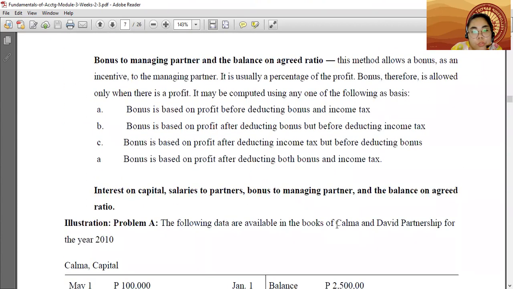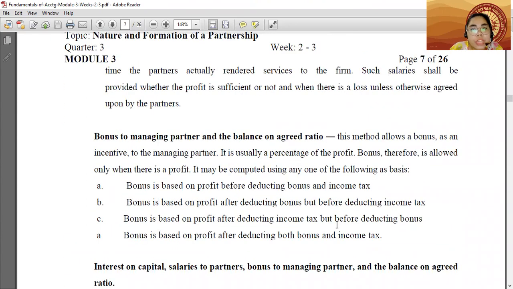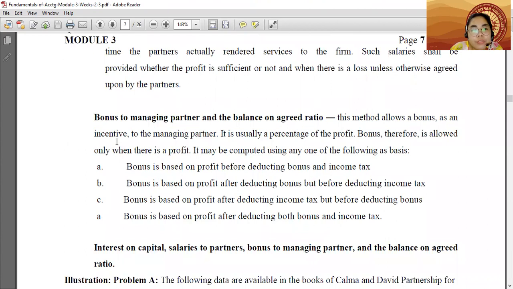Okay, we have the bonus. The last theory part is the bonus to managing partner and the balance on agreed ratio. This method allows a bonus as an incentive to the managing partner. It is usually a percentage of a profit. So bonus is allowed only when there is a profit. Of course, class, how can you give a bonus if you are incurring a loss?